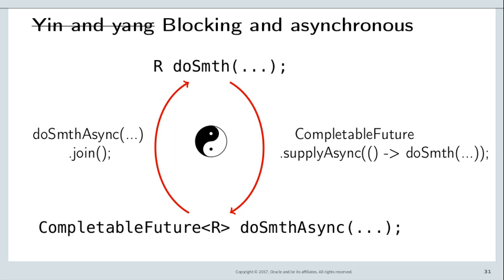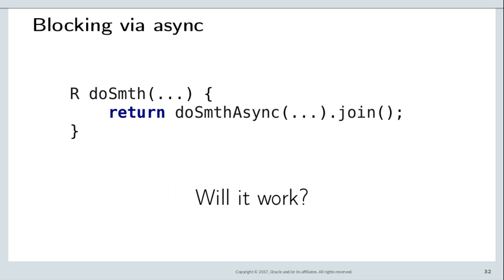The second way: if the blocking API was there before, could we just start execution of that blocking API somewhere in a different thread in our executor and receive our completable future? Theoretically, yes. Let's try to dig a little bit deeper into that situation.